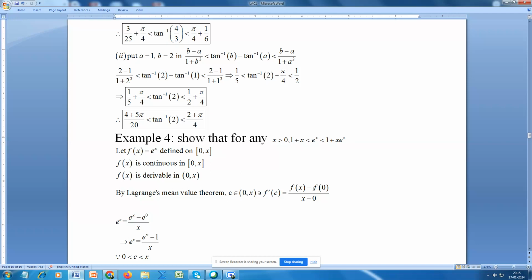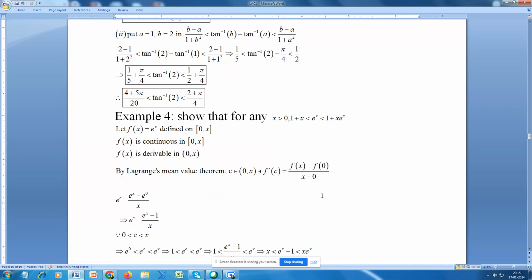By Lagrange's mean value theorem, there is a number c in between a comma b. That is, here a is 0, b is x. c belongs to the open interval 0 comma x such that f dash c equal to f of b minus f of a by b minus a. Here a is 0, b is x. So e power x derivative is e power x. Put c for x: f dash c is e power c, f of 0 is e power 0, by x.